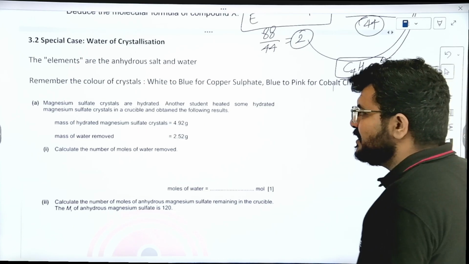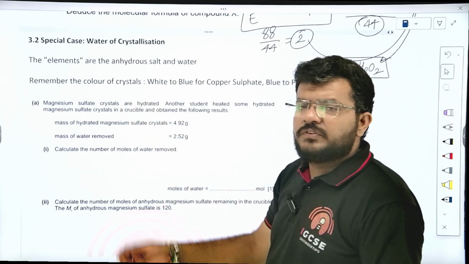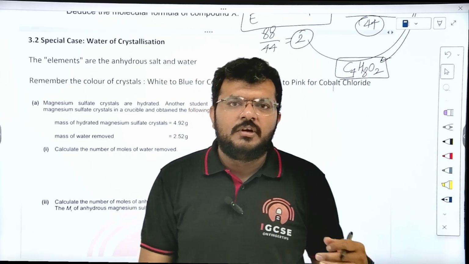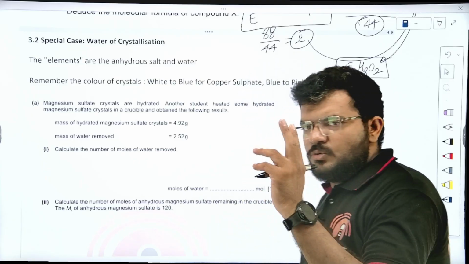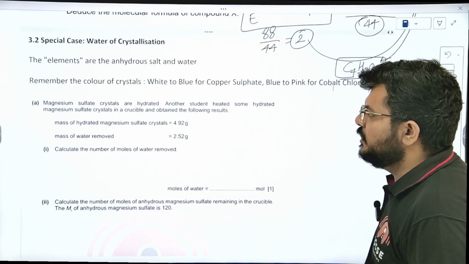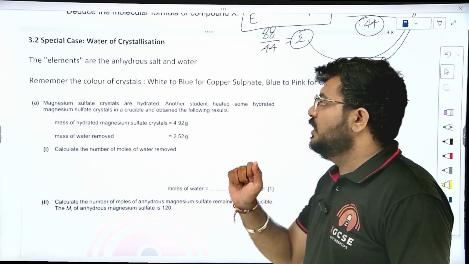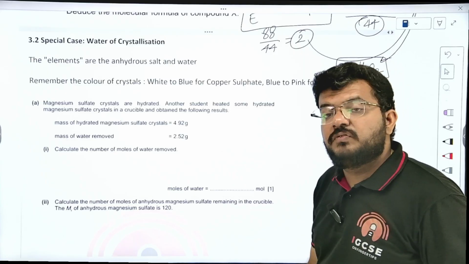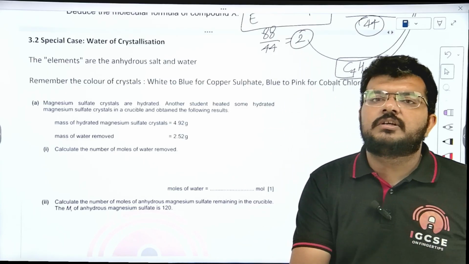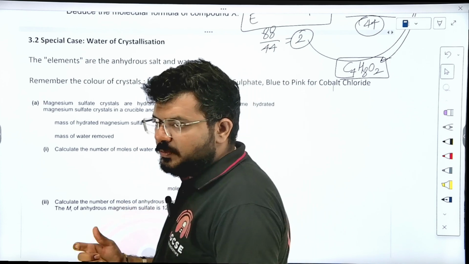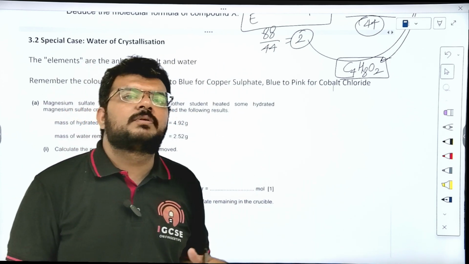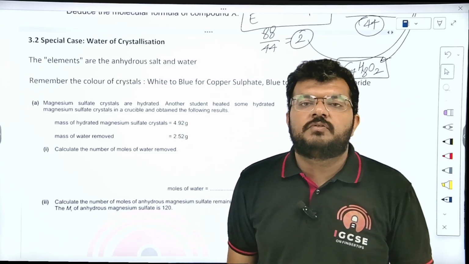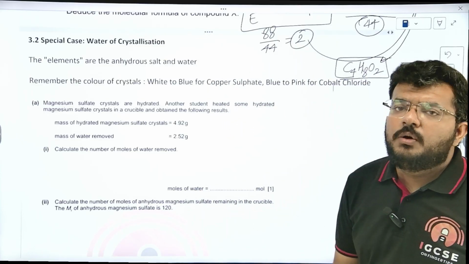Now in this, it is important to remember the colors of crystals. Sometimes a follow-up question is, what will be the color of the crystal if you dehydrate it, right? The two most important colors that you have to remember: white copper sulfate is anhydrous. It is without water, but when it has water, it becomes blue. So when you heat copper sulfate or try to remove water from it, you will find that its color goes from blue to white.